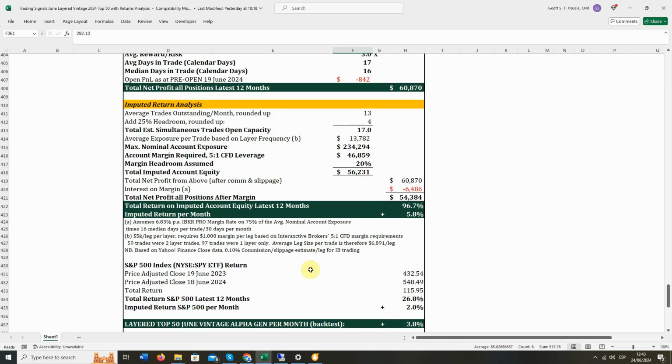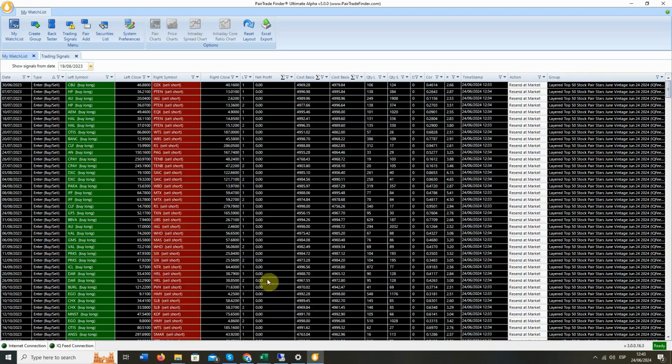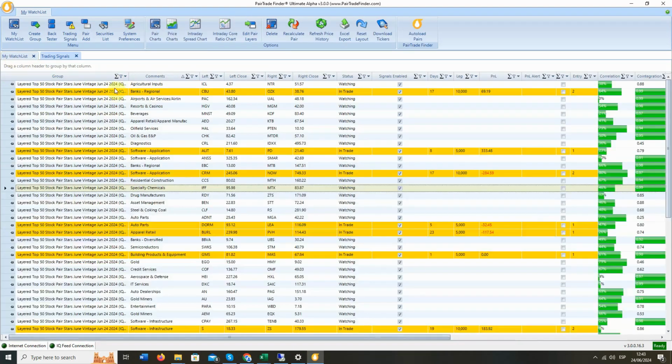That gives you a very good idea of what these 50 pairs are that we automatically load into your watch list. When you hit the auto load pairs, PairTrade Finder button, that's what you're going to get, and they will be calling immediate trade signals that you can study and decide whether or not to trade.